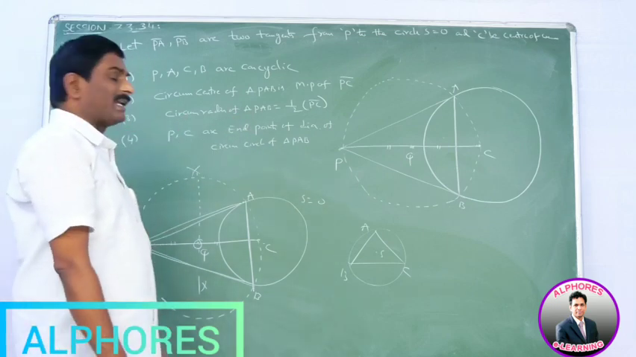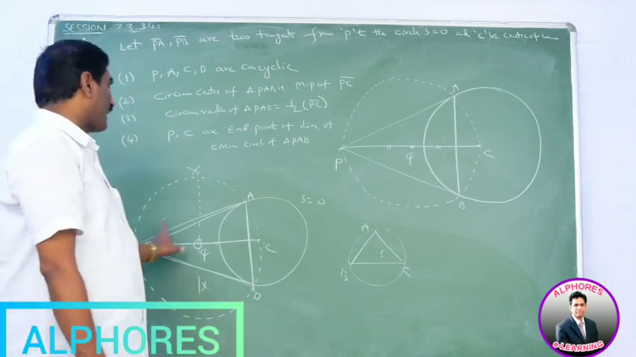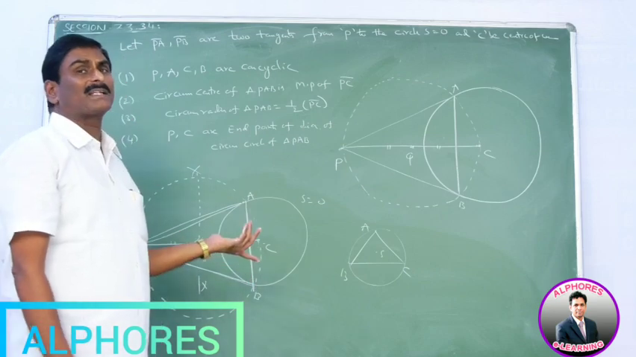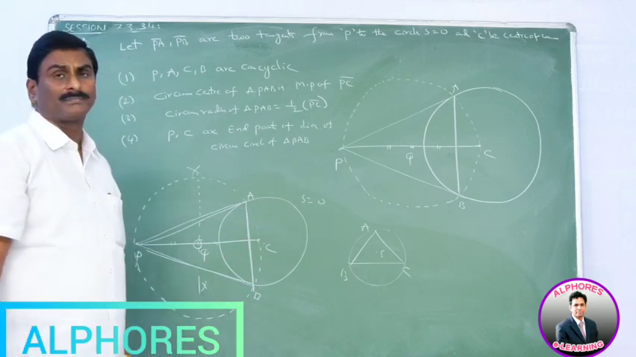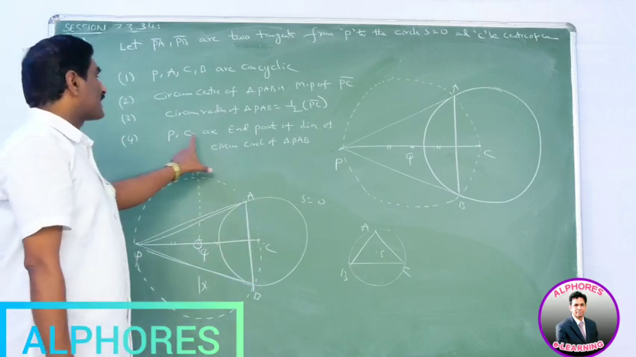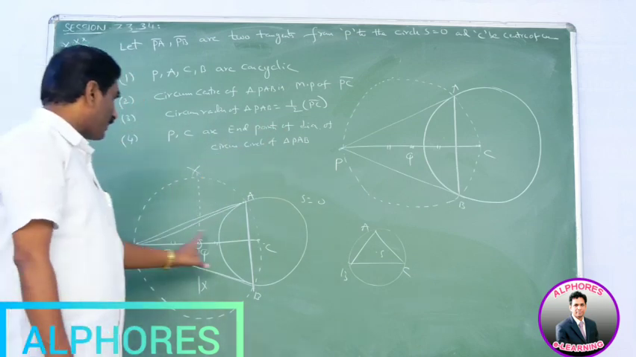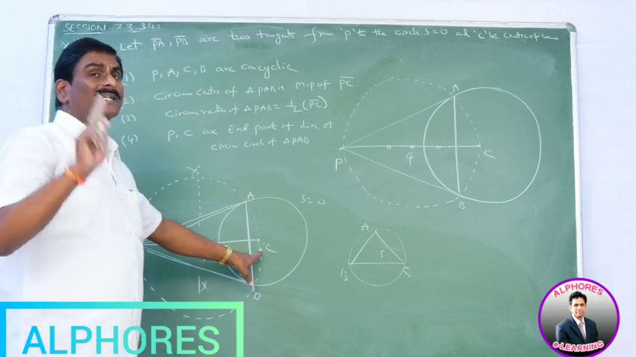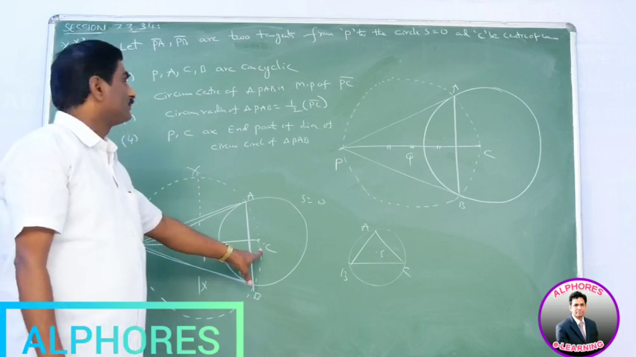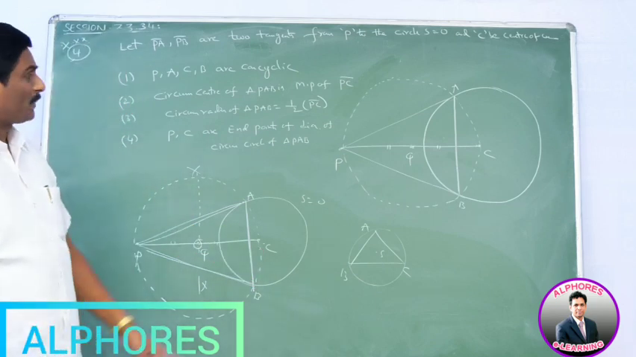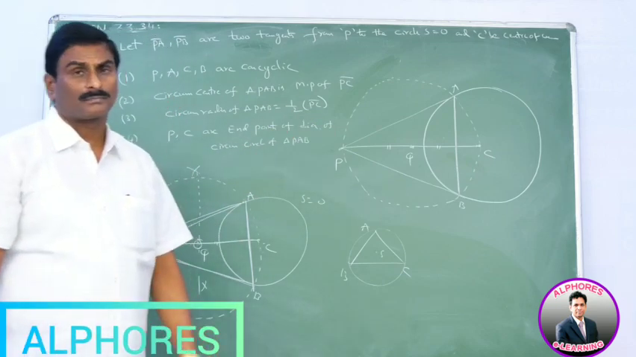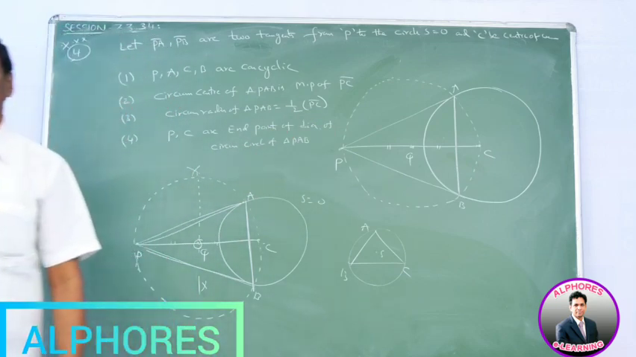Circumradius of triangle PAB. Here PC is the diameter, so the circumradius means half of PC. Next, P and C are the endpoints of the diameter of the circumcircle of triangle PAB. Please note this diagram. Okay.